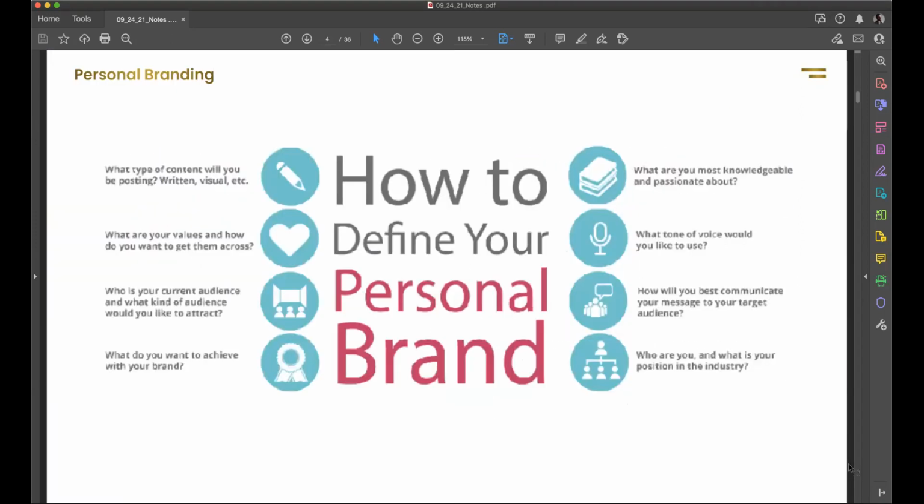So how do you define your personal goals? This is a great little capture of everything you should be asking yourself. And again, I'll put this PDF on Basecamp so you guys can go in there. You don't have to worry about taking notes or anything. But all the questions you would ask a typical client, right? What about them is so special? What makes them different from the competition? All of those things. You can use all these questions to start asking about yourself. What are you most knowledgeable or passionate about?